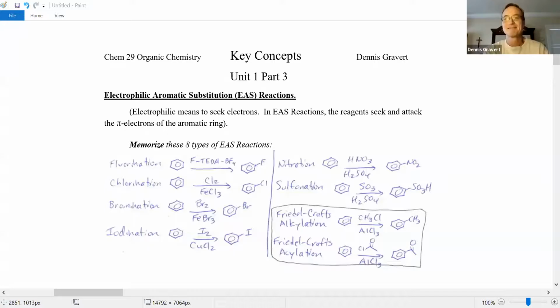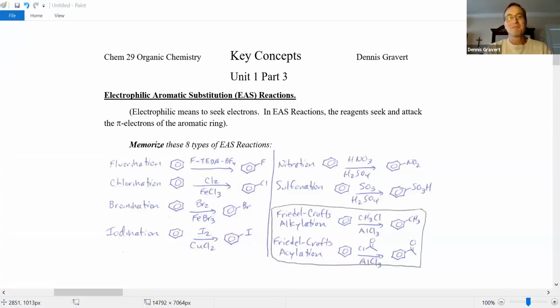How you doing today? Hey, we're going to take an in-depth look at ortho-para versus meta-directing groups. Let's get a deeper understanding of why some direct ortho-para and the others direct meta. We need the mechanism for a more thorough explanation. So let's go back to key concepts.